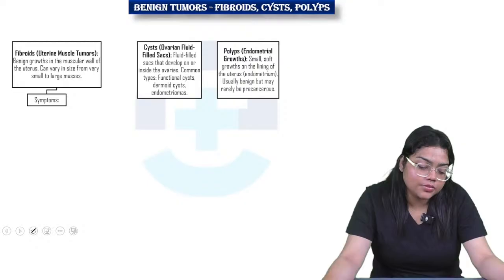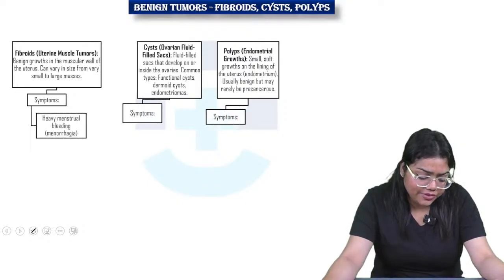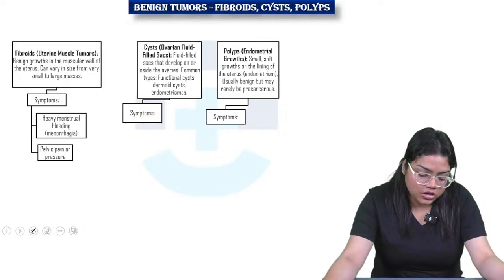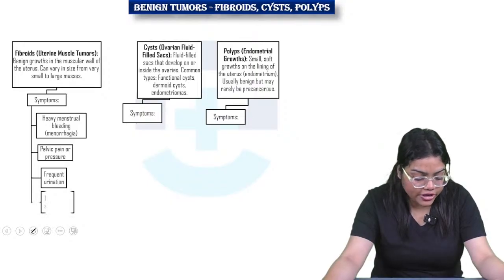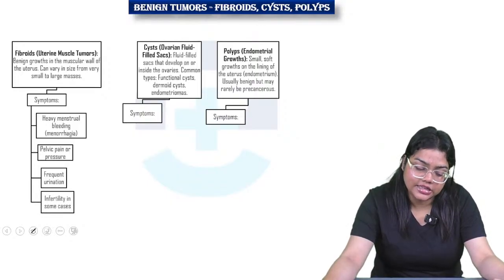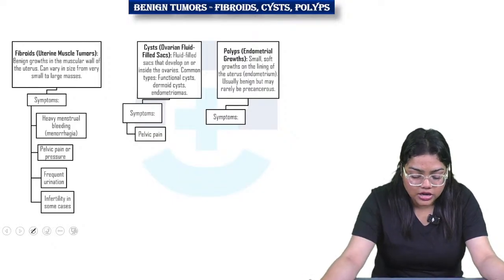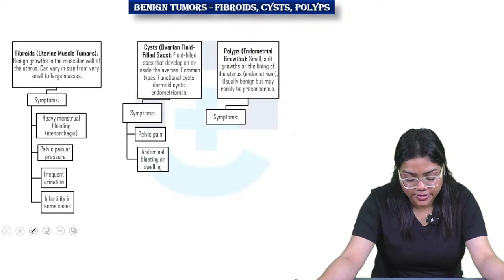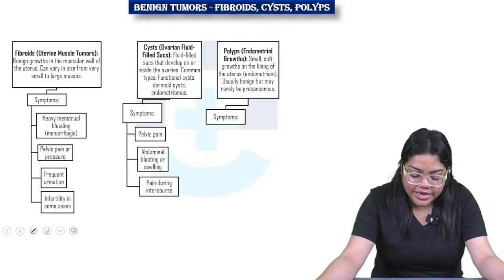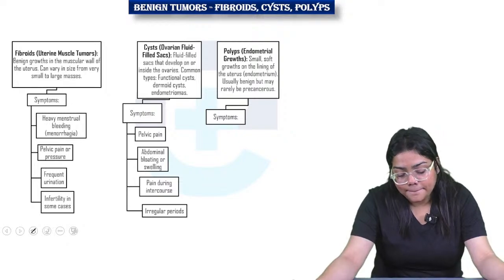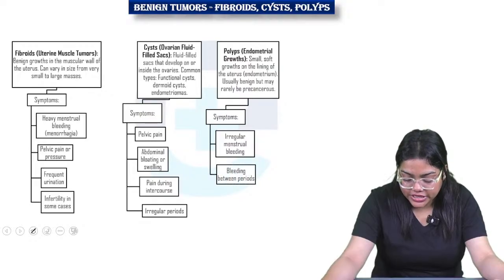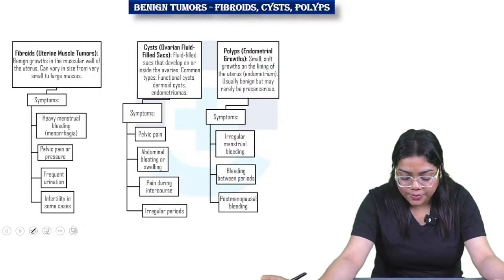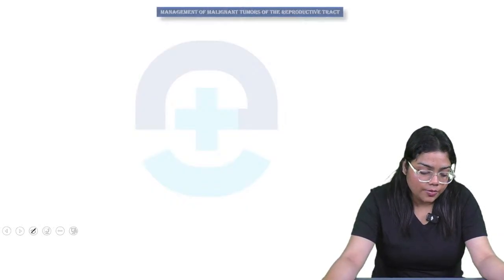Okay. So the symptoms of fibroids include heavy menstrual bleeding, also called menorrhagia, pelvic pain or pressure in the pelvic area, frequent urination, and infertility in some cases. Cyst, what symptoms will it show? It will show pelvic pain, abdominal bloating and swelling, pain during intercourse, and irregular periods. Whereas polyps will show irregular menstrual bleeding, bleeding between the periods, and post-menstrual bleeding. Okay, so this is all about fibroid, cyst and polyps.